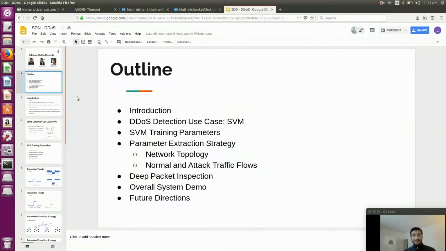This is how this presentation is arranged. Starting from the introduction, we'll see how SVM is used in the detection of DDoS, what training parameters are used for training this SVM, and how these parameters are extracted. Then we'll have an overall system demo along with some concluding remarks.